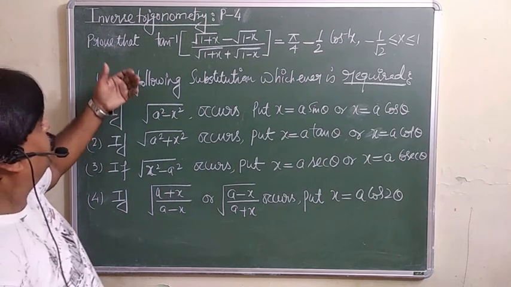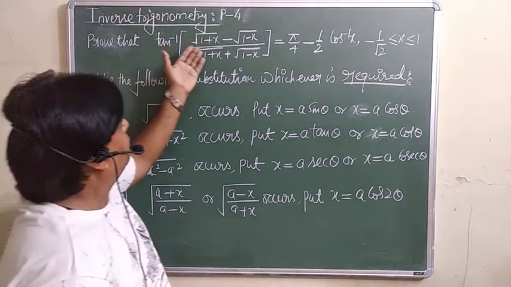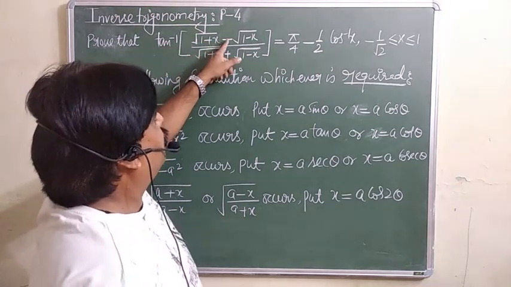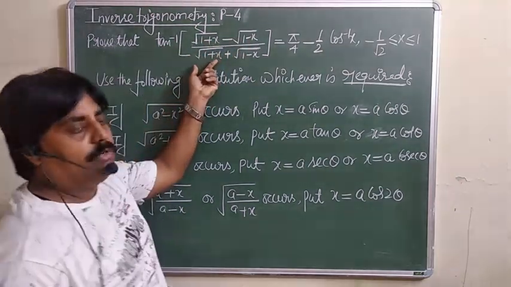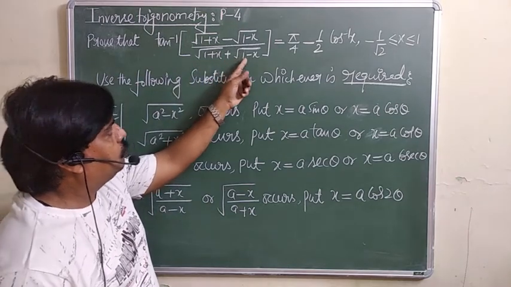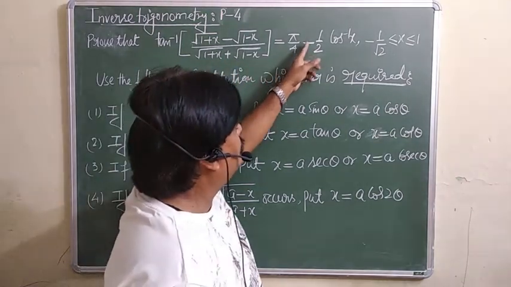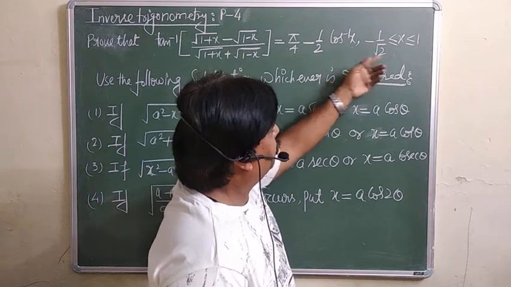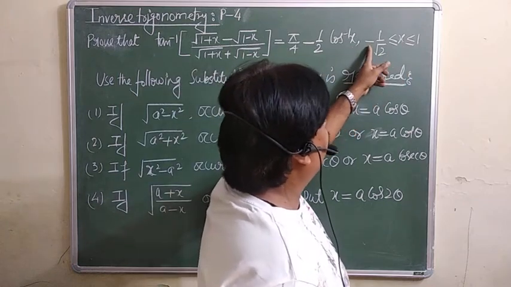Yes. Now the problem we are taking: prove that tan inverse of (under root 1 plus x minus under root 1 minus x) over (under root 1 plus x plus under root 1 minus x) is equal to pi by 4 minus 1 by 2 cos inverse x. But the condition is that x is greater than or equal to minus 1 by root 2 but less than 1.